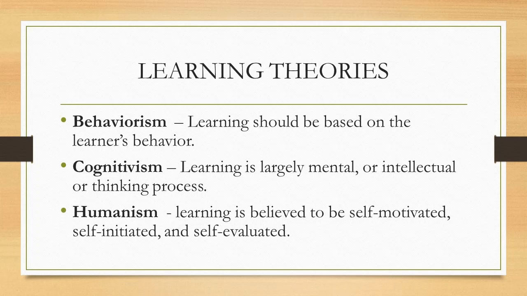Next is the humanism theory. For humanists, learning is believed to be self-motivated, self-initiated, and self-evaluated. This theory focuses on both cognitive and affective qualities of a learner. Theorists in this group include Abraham Maslow and Carl Rogers. In humanism theory, each individual is viewed as a composite of biologic, psychologic, social, cultural, and spiritual factors. Learning focuses on self-development and achieving full potential.